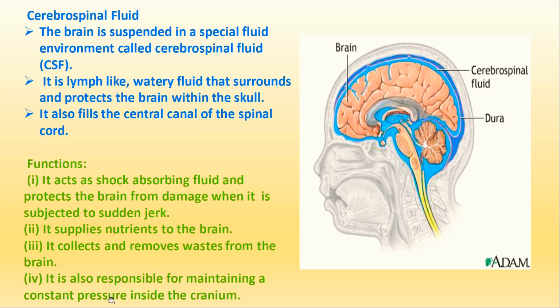Now let's learn about the cerebrospinal fluid. The brain is suspended in a special fluid environment, and this is called cerebrospinal fluid. In short, we say CSF. It is a lymph-like watery fluid that surrounds and protects the brain within the skull. It also fills the central canal of the spinal cord. So cerebrospinal fluid gives a cushion-like mechanism at the time of any shock or injury to the brain.